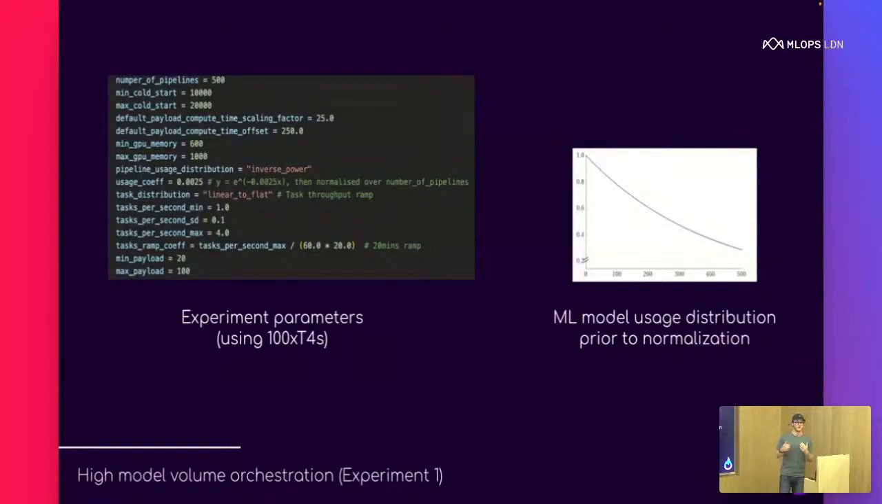The next set of slides are results from our simulation software for trialing different numbers of models, which we call pipelines here, throughout a set number of GPUs. Here are some parameters for the experiment. We're running about 500 different machine learning models. We have a cold start time, so the initial loading time for that model, of a minimum of 10 seconds and a maximum of 20. Again, this can be very flexible, though it does change optimization. GPU memory is under 1 gigabyte and above 600 meg, just for these experiments.